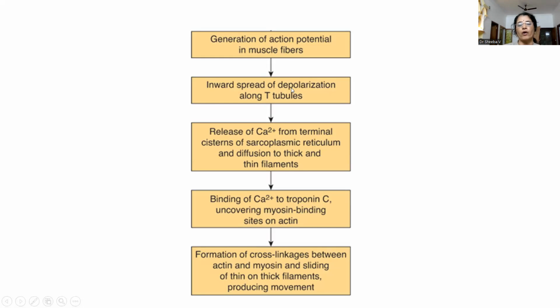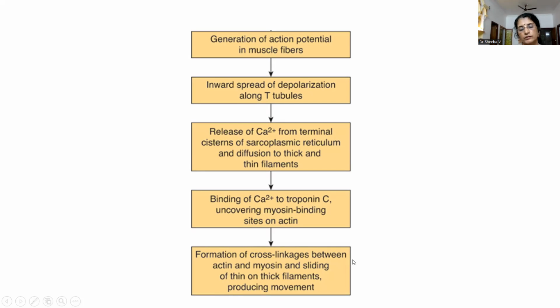Inward spread of depolarization along the T tubules. As the action potential is transmitted along the T tubules, it causes the release of calcium from the terminal cisternae of the sarcoplasmic reticulum. The terminal sarcoplasmic reticulum is highly developed in skeletal muscle, which is rich in calcium ion and glycogen molecules. The calcium is for tropomyosin removal. Binding of calcium with troponin C uncovers the active sites of the actin.